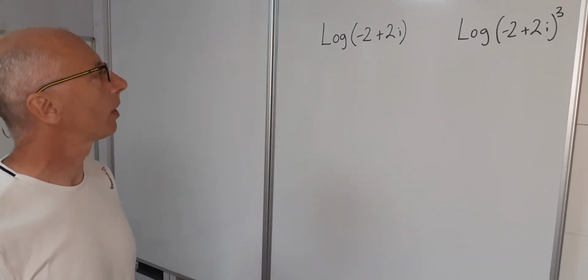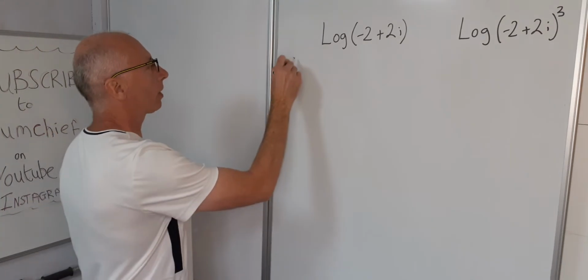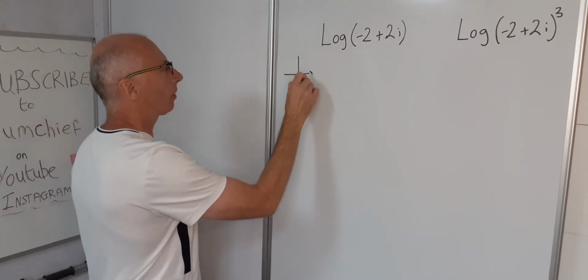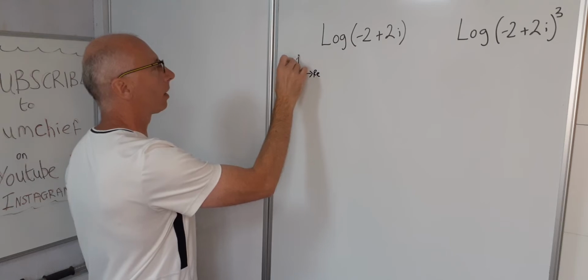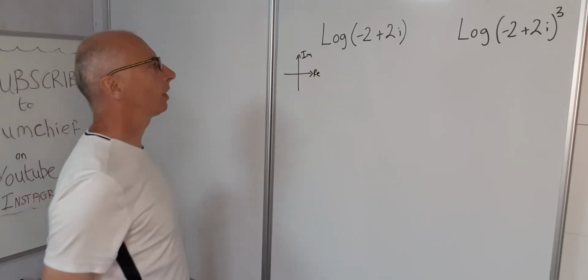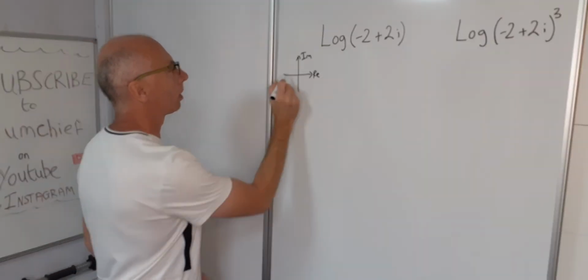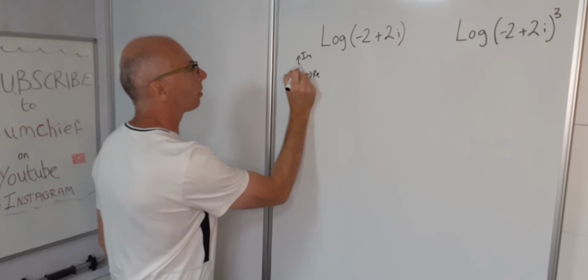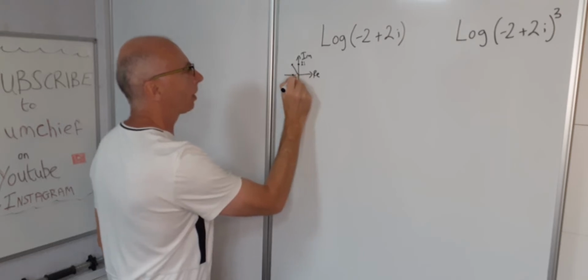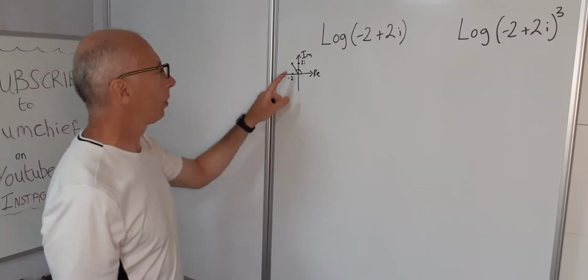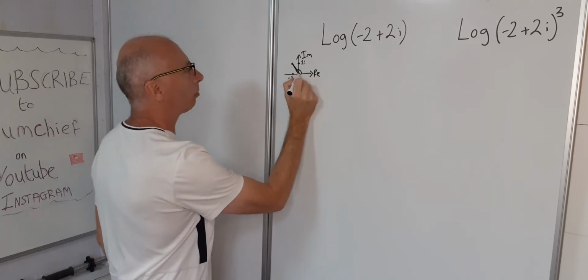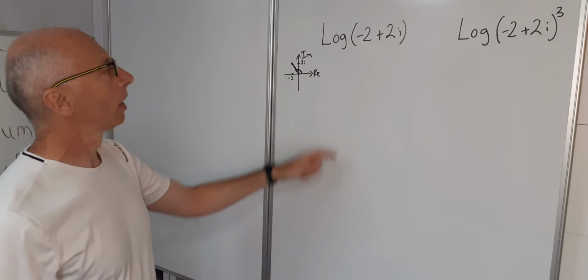Okay, so first of all, let's just draw this on the graph. So we've got the real axis, imaginary axis. Minus 2 would be here, 2i would be here. So that's our point we're interested in. And we've got this here would be our modulus, and this here would be our argument.